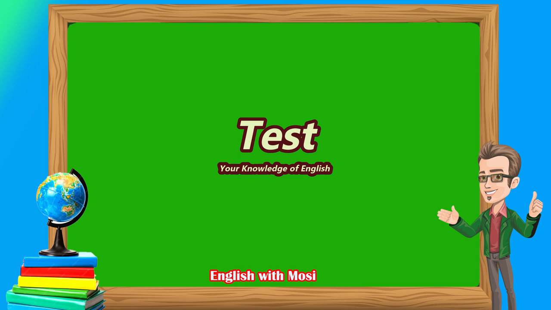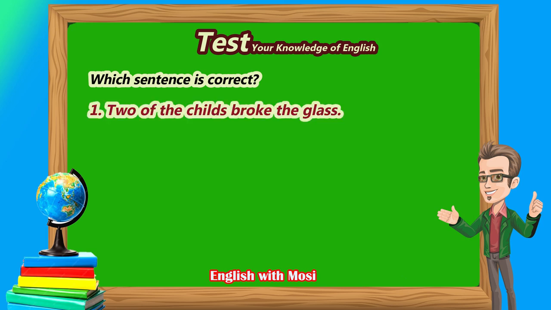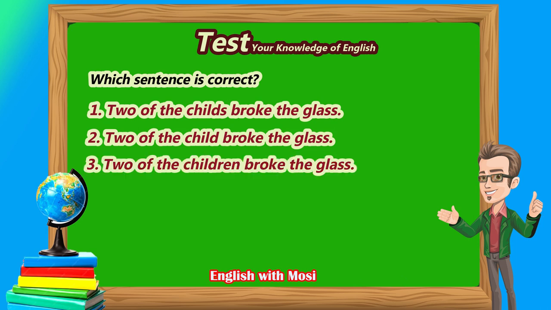The first one is, which sentence is correct? 1. Two of the childs broke the glass. 2. Two of the child broke the glass. 3. Two of the children broke the glass. The correct answer is: two of the children broke the glass, because the plural form of child is children.